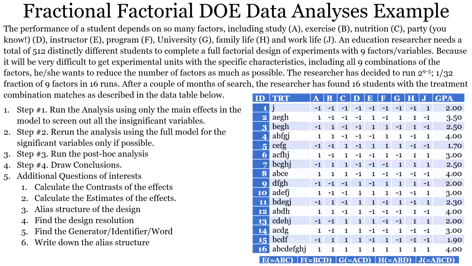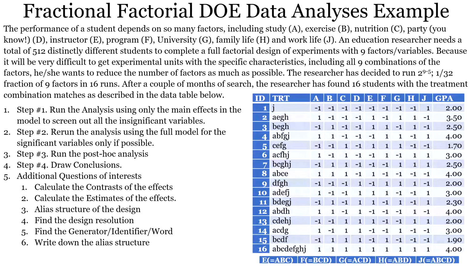It doesn't really change much in terms of analysis. If you remember the goal of fractional factorial design, this is a screening design of experiment. So these are the nine variables that are presumably affecting student performance. It's probably not all nine variables that significantly affect student performance. So in a fractional factorial design, we want to screen out the insignificant variables. All we need to do in the first step is run the main effects of this design.